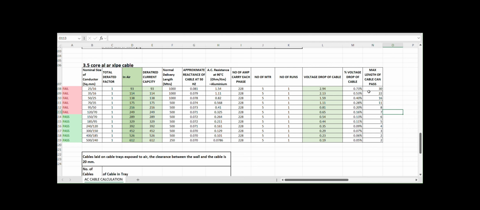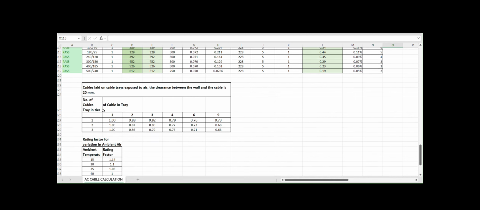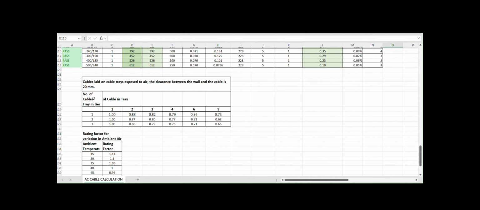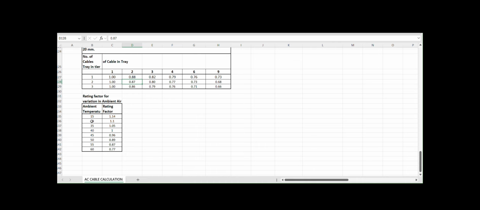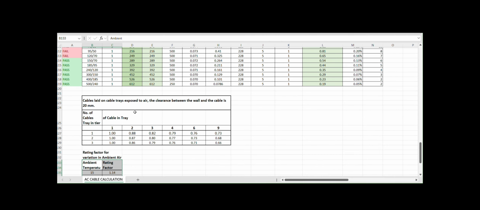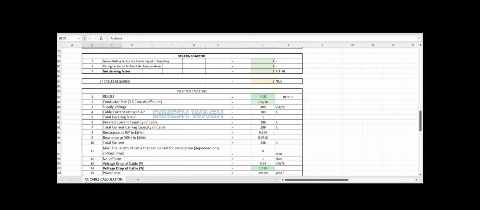Here, the derating factor, which is the number of cable trays and number of cables in tray. So this is the main data which is selected during the derating factor selection. Then another data is ambient temperature and rating factor. So this data is used for the total calculation purpose.